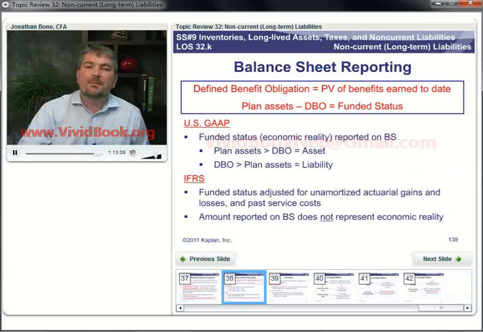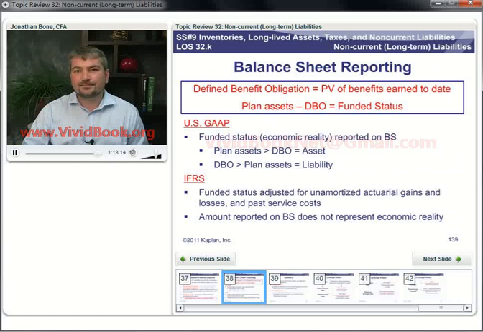Okay, balance sheet reporting. Big differences between US GAAP and international accounting standards. Now we know defined benefit obligation, that's the International Accounting Standards term. That is simply the present value of the benefits you're going to pay to your employees based on their final salaries discounted back to today. Under US GAAP it's called the PBO, the projected benefit obligation. Same thing. Present value of benefits earned to date based on their current working history.